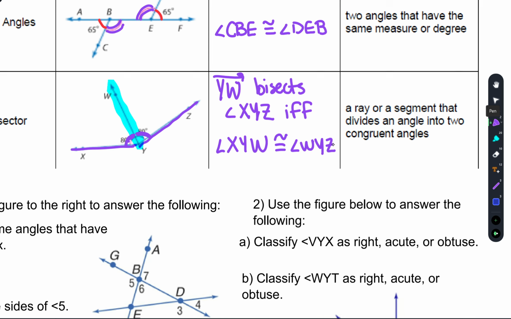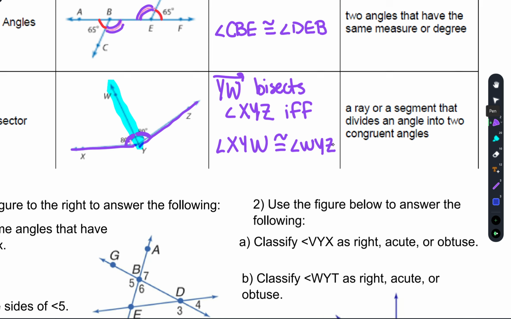Okay, so what does that mean? As somebody who's looking at these diagrams and trying to prove things or solve things, this says I can see this in two different ways. If I am told in my problem that YW bisects that angle, then I can make the assumption that those two pieces are congruent. Okay, then I'd be able to do whatever with my solving. The IFF, if and only if, tells me that it also works backwards.